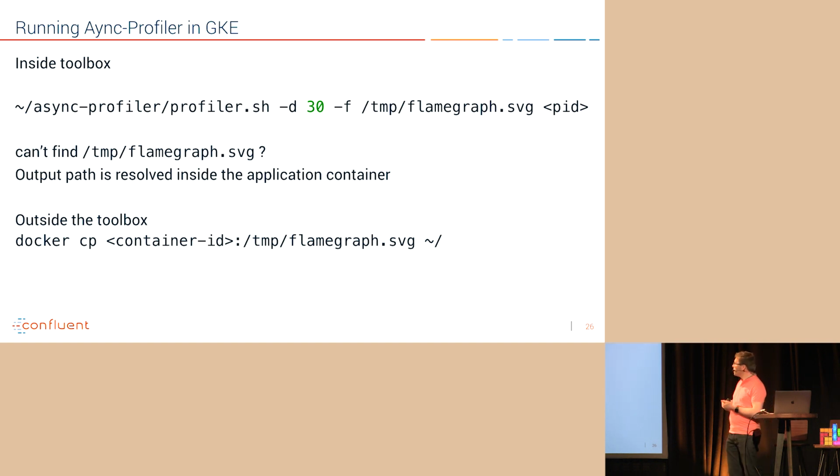Then you can go back into the container and finally execute a flame graph. The funny thing is that the path is resolved inside of the target container, so the file gets created not in your toolbox, but in the other container you're profiling. So then you have to go back outside the toolbox and carry it back out. As an exercise, you can do this at home and maybe optimize it a little more. But this is basically how you go about it in a container environment.